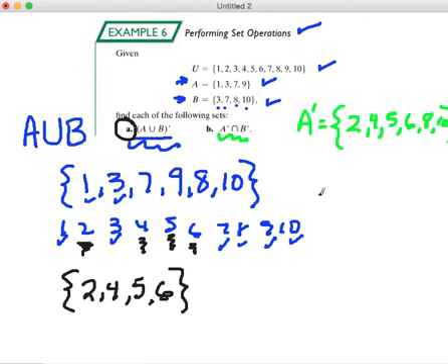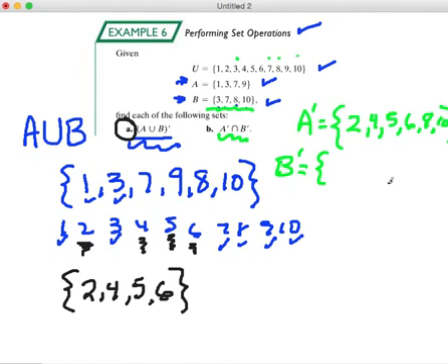So that's not A. Now let's do not B, or the complement of B. Okay, so again, I'm looking right here. It's everything in U that is not in B. Well, let's see. I've got a 3, right? I've got a 7. I've got an 8, and I've got a 10.